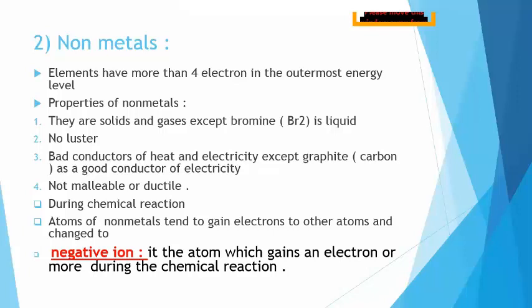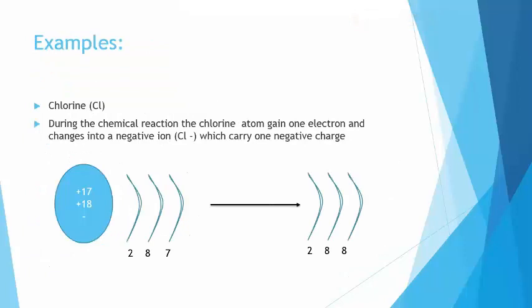The definition of the negative ion: it is the atom which gains one electron or more than one electron during the chemical reaction. For example, chlorine, Cl. During the chemical reaction, the chlorine atom gains 1 electron and changes into a negative ion, so it is written as Cl minus.